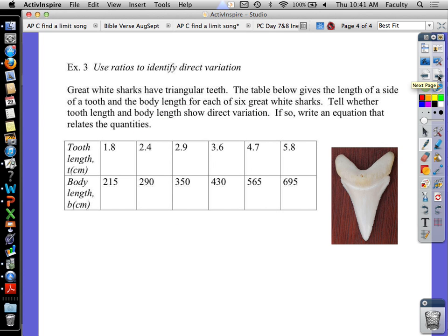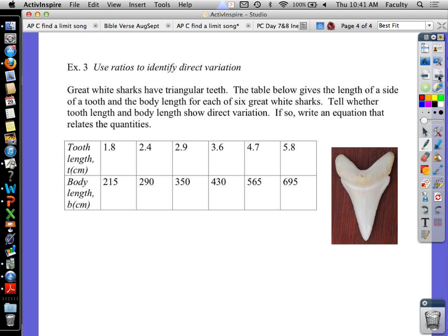All right, example 3 says great white sharks have triangular teeth. The table below gives the length of a side of a tooth and the body length for each of 6 great white sharks. Tell whether tooth length and body length show direct variation. If so, write an equation that relates the quantities.